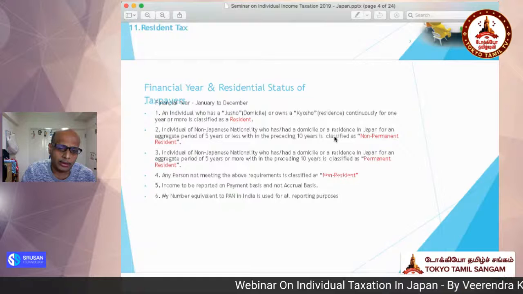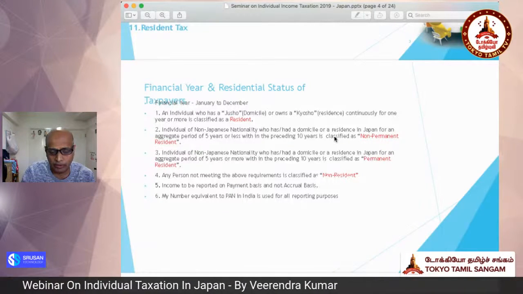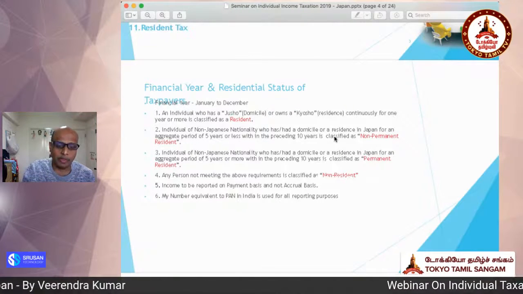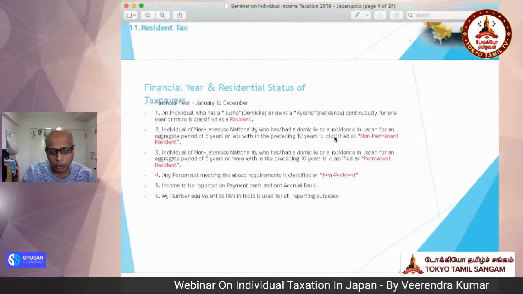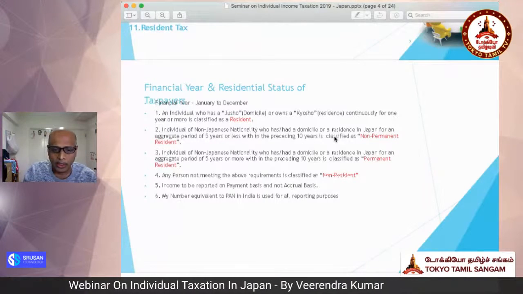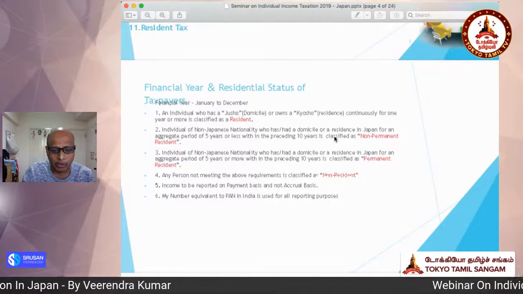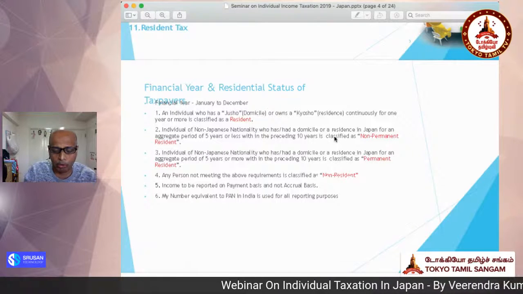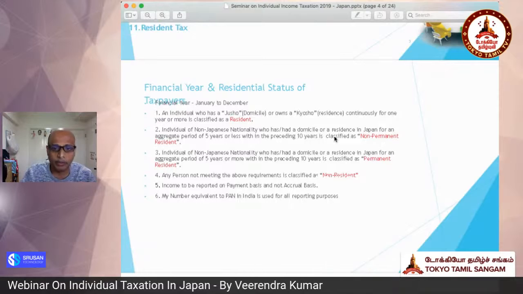And in Japan, the income has to be reported on the payment basis or receipt basis and not on the accrual basis. So that way it is a little different to India, where it goes on the accrual basis. And similar to the PAN number in India, we have the My Number in Japan, which will be used for all the tax reporting purposes, either by you as an individual or by your employer on behalf of you.